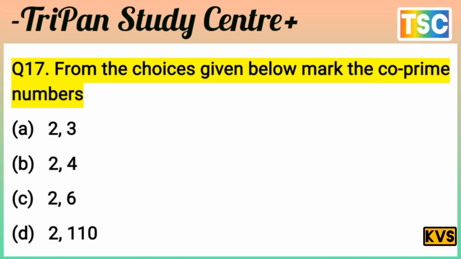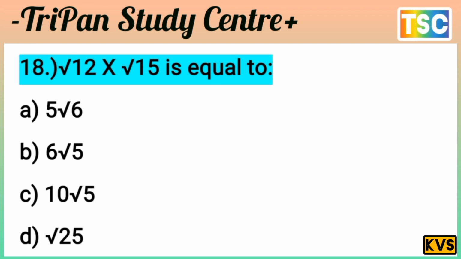Let's see the next question here. Next question, that's important. The question is clear here. Root 12 into root 15 is equal to. That's an easy question. Option A is 5 root 6, B is 6 root 5, C is 10 root 5, and D is root 25. First of all, check your knowledge. You must have a thought of your answer. Let's see what the answer of this question is.